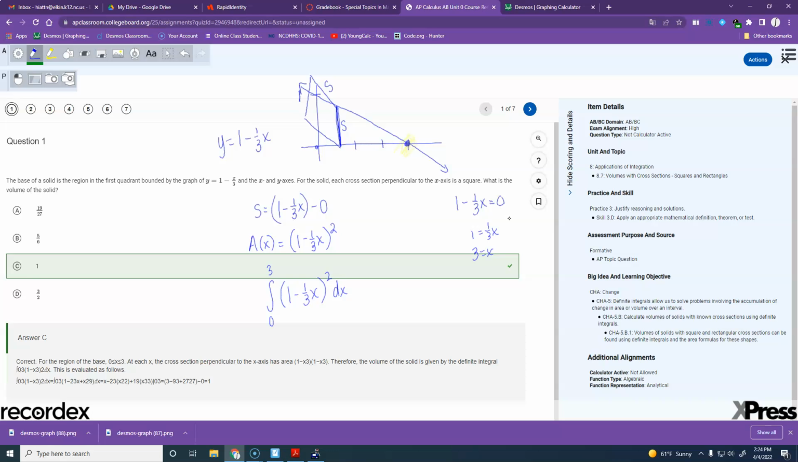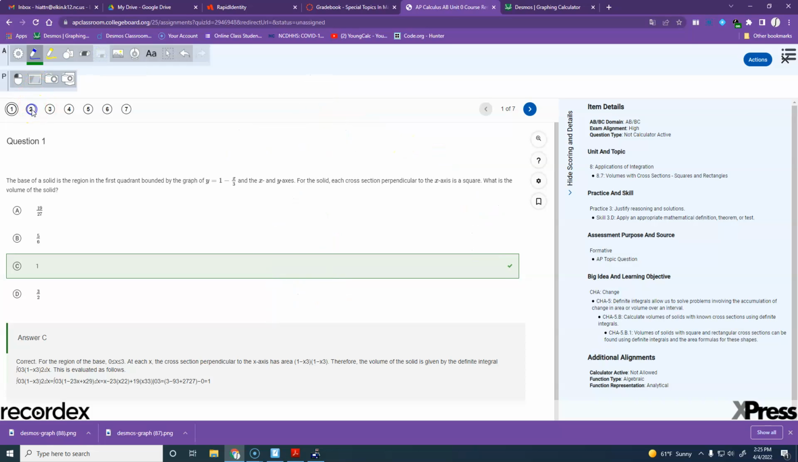Okay, questions? You'd integrate first and then plug in your 0 and 3. Yes. Well, we're going to look at least the setup on all these. All right, let's go to number 2.